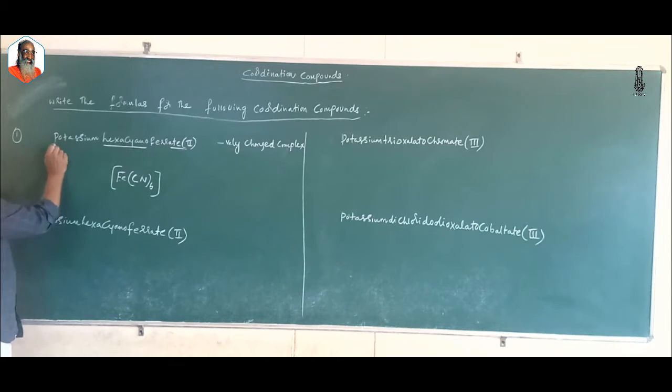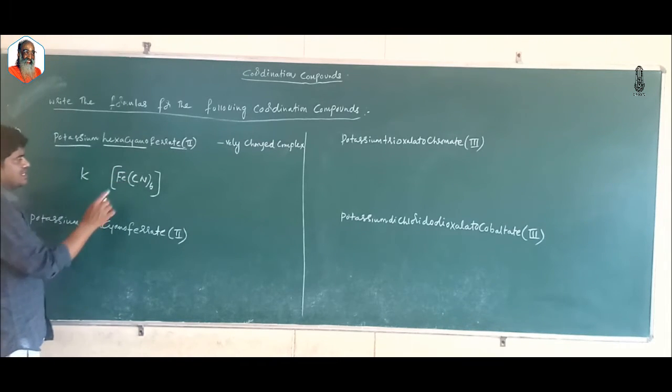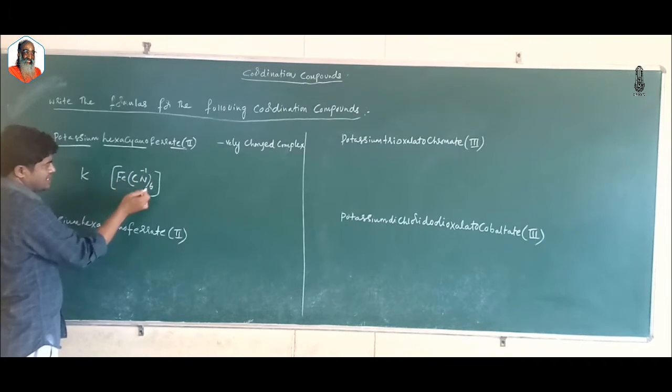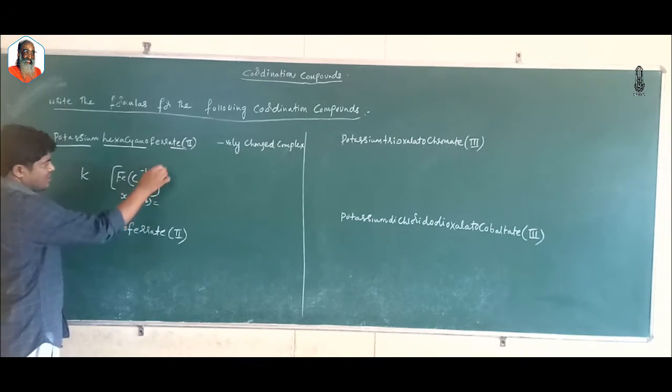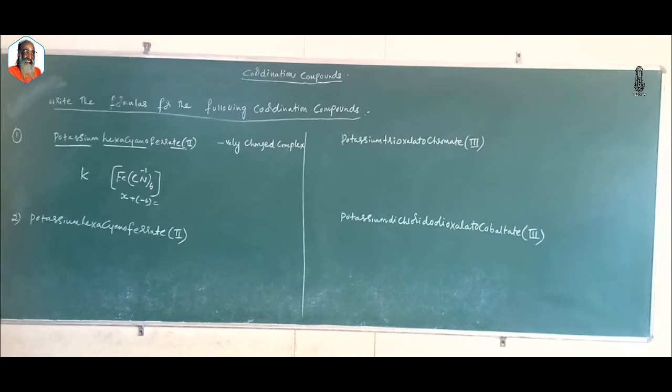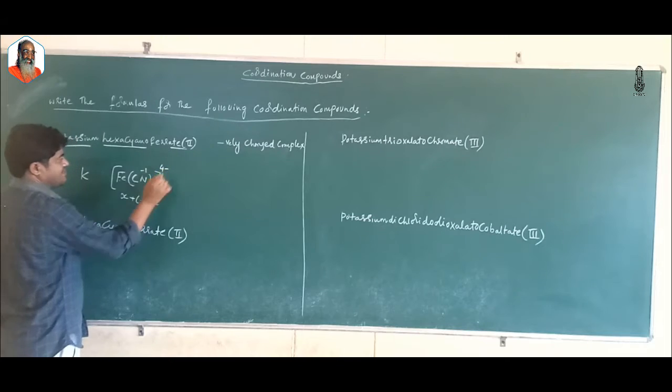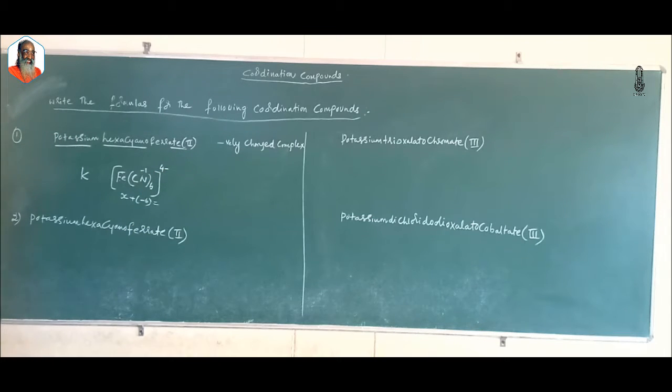Potassium is the cation, right? Potassium, but you don't know how many potassium. Hexacyanoferrate(II) is saying the charge carried by cyanide ion is -1. Minus 1 into 6 is -6. So X plus -6. What should be the charge on the complex so that iron will get an oxidation state of +2? Definitely it should be a charge of 4 minus.